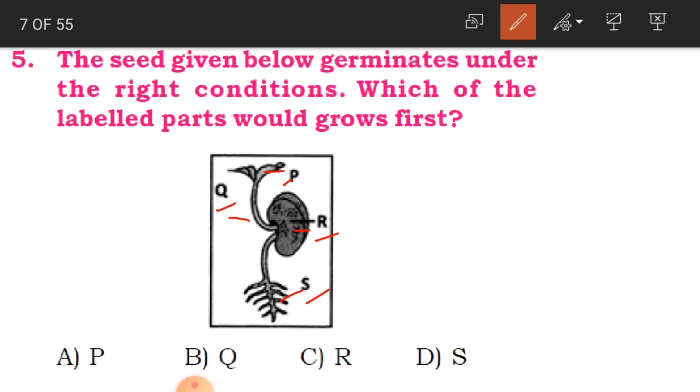Now this seed, when it is given the right conditions like air, water, and soil, all that, which part grows first? Which part, children? That is the roots. Okay, so S option is the correct answer. Clear? Yes, that is the D option, the correct answer.